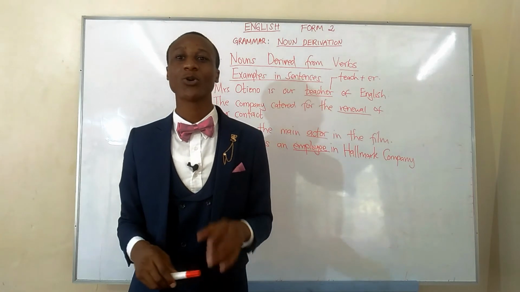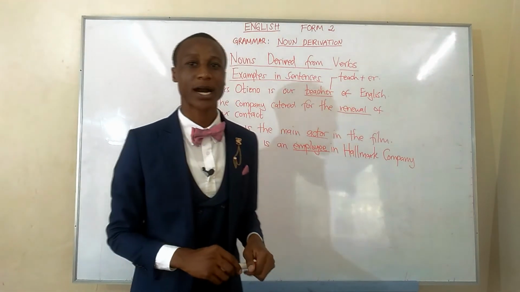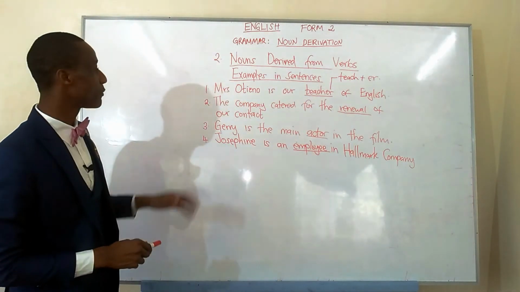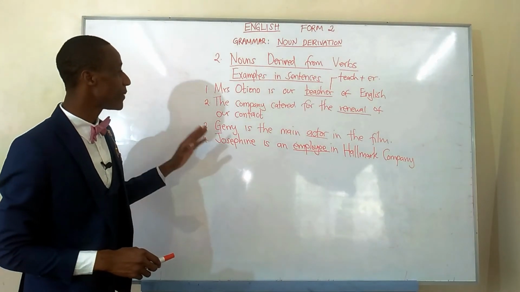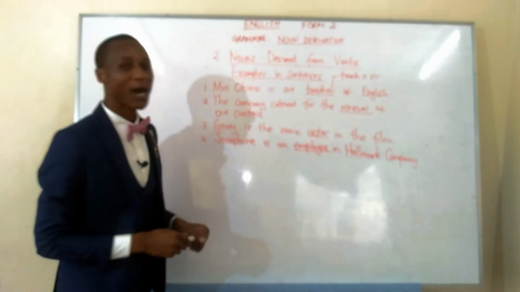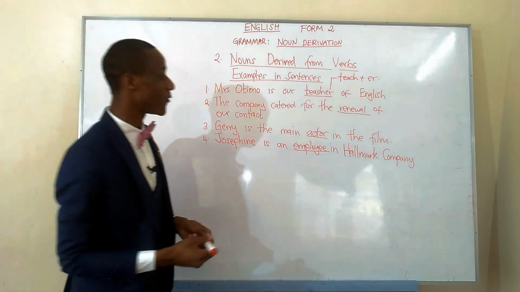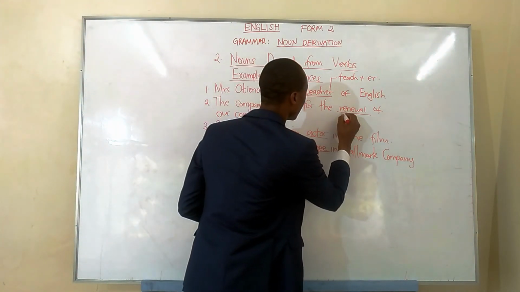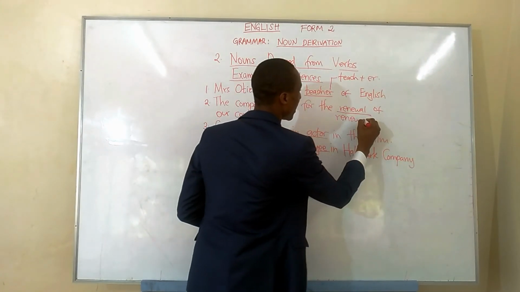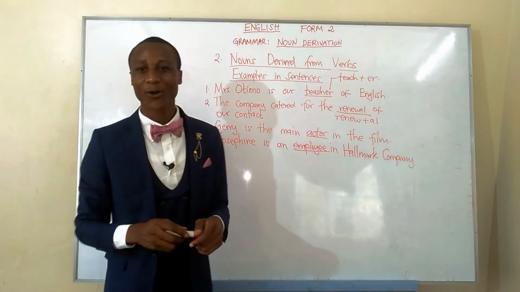Good. You can also construct your own back at home. Example 2. The company catered for the renewal of our contract. So renew is the verb. Then we add the suffix al forming the noun renewal.